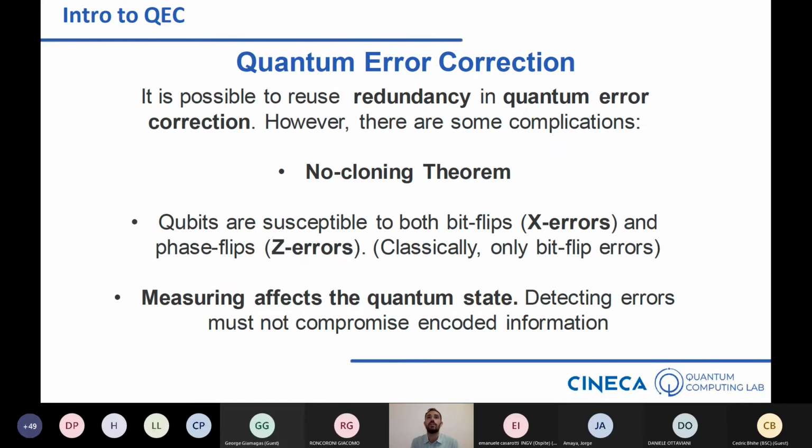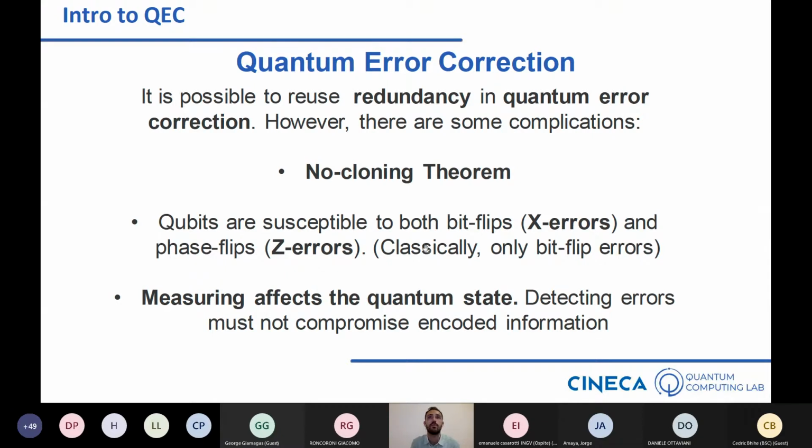In quantum error correction, we can also use this concept of redundancy. However, there are some complications with respect to the classical case. The first one is the no cloning theorem. We're going to see it later, but it means that you cannot copy a quantum state into another quantum state. Classically you can always do it: you have a string, and you can copy and paste it.